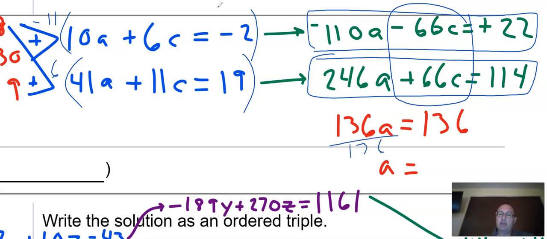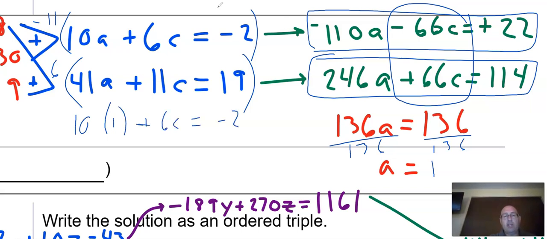Oh my goodness, that makes it so much nicer. I get an a value of 1. So now I need to pick an equation to figure out what c is. So I'm going to do 10 times 1 plus 6c equals negative 2.